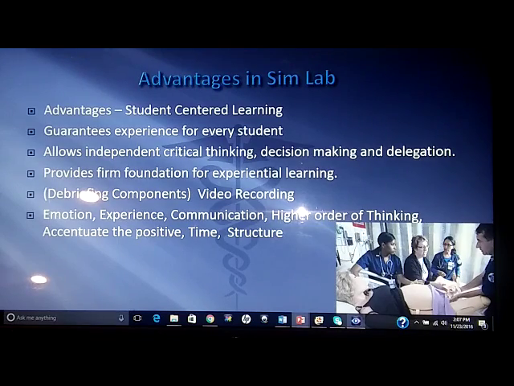So some of the advantages that I've already spoken of is student-centered learning. It's a guaranteed experience from every student as long as they have a positive mindset of the simulation scenario. It allows independent critical thinking and decision making and delegation. And it provides a firm foundation for experimental learning. And I already talked about the debriefing.